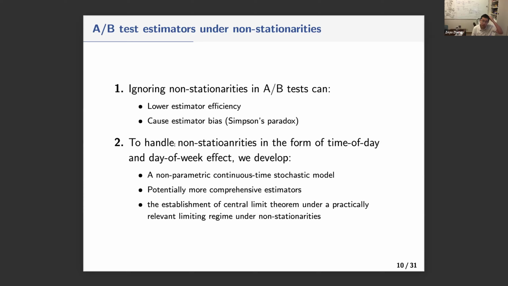And to handle these non-stationarities in the form of time of day and day of week effects, we are developing a non-parametric continuous time stochastic model. It's more to facilitate the definition of data generation processes, and we propose some estimators and also establish a central limit theorem. A small heads up is that in a non-stationary world, establishing a central limit theorem really requires specifying some limiting regime, by sending something to infinity, and what that really means I'll be more specific about when we get to those pages.